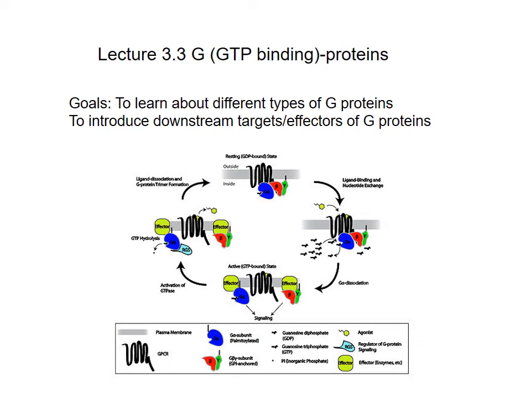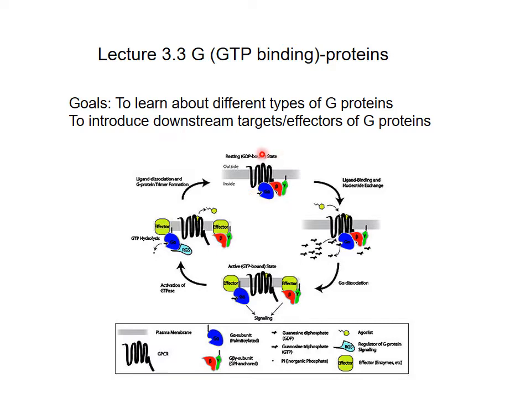So in this final video for this next lecture about G protein coupled receptors, we are going to talk more about different G proteins that bind to G protein coupled receptors. You're going to learn about 4 more important different types of G proteins, and we'll introduce the downstream targets. So this is kind of where we stopped before.